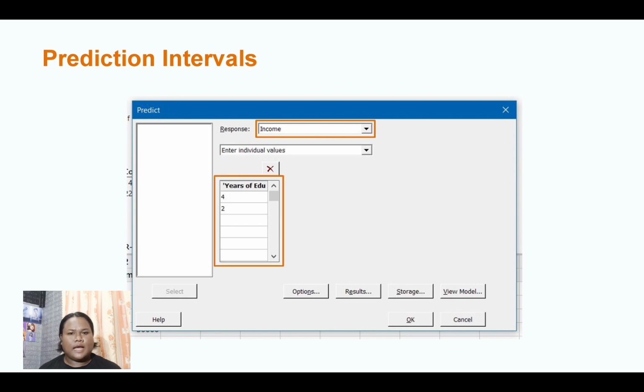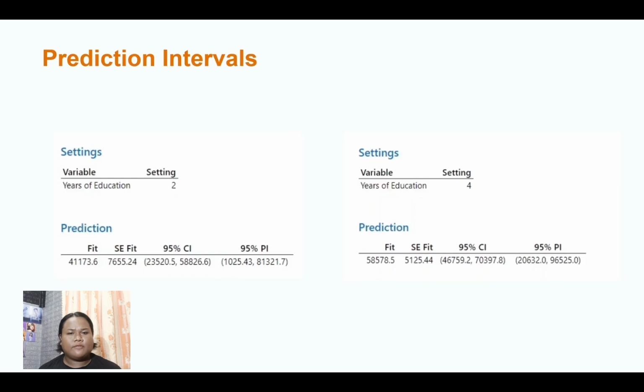Next, we will select Stat on the ribbon, then Regression, and then Predict. We then choose Income as our response variable and enter the values 4 and 2 as the values for our years of education. We now click the OK button. Minitab gives us an output for both the prediction and confidence interval for the x values 2 and 4.